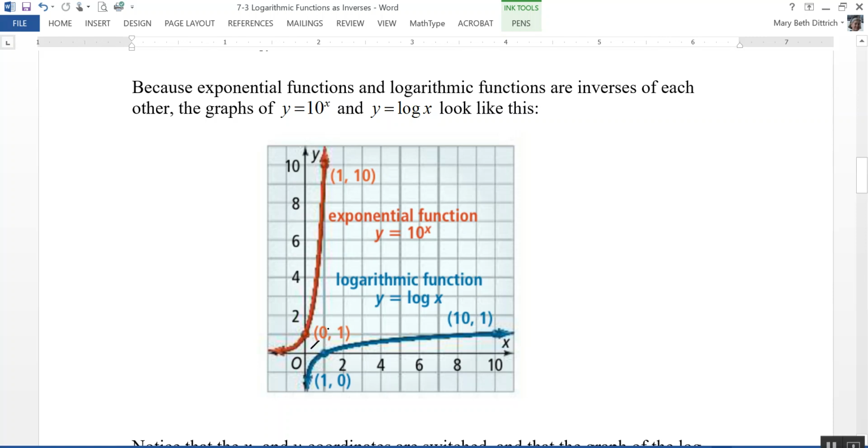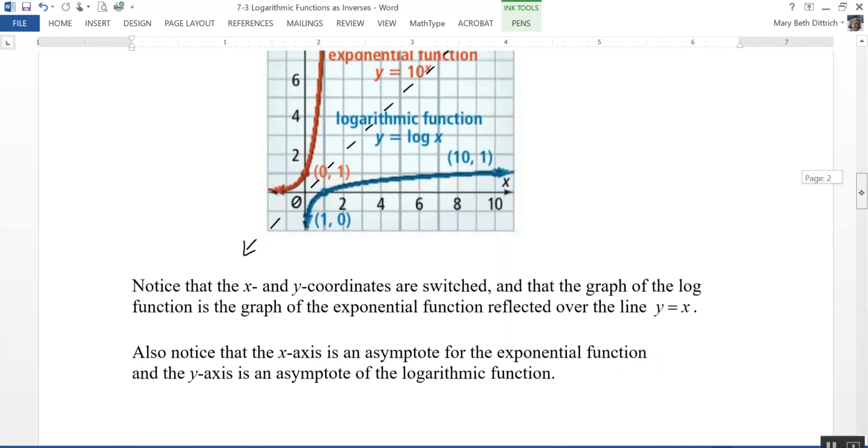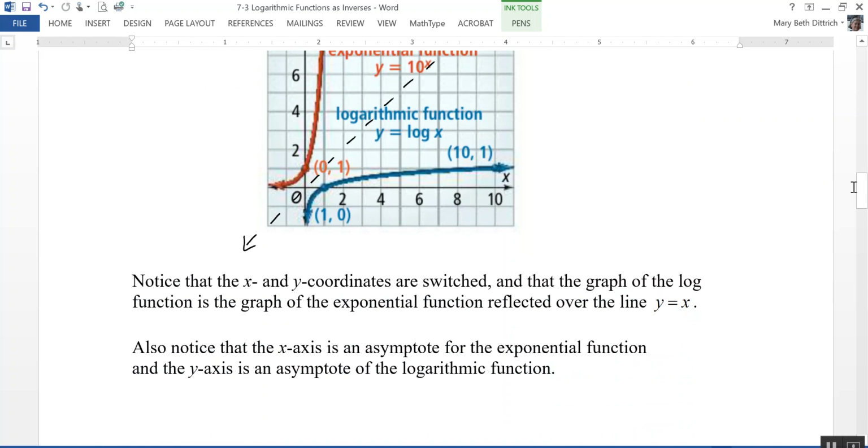Also, don't forget that inverses are basically one function reflected over the line y equals x. So let me just sketch that in here. This is the line y equals x. And if two functions are inverses of each other, then they're going to be reflections. So you can see this point here is a reflection of this one here. This one is a reflection of that. And if we went up to 100, that would be the same as well. And I think I said this here in the notes. Notice that the x and y coordinates are switched and that the graph of the log function is the graph of the exponential function, which is reflected over that perfectly diagonal line y equals x.